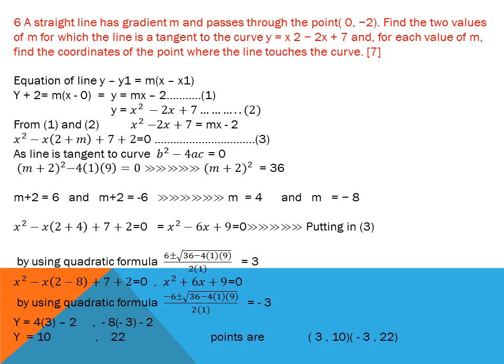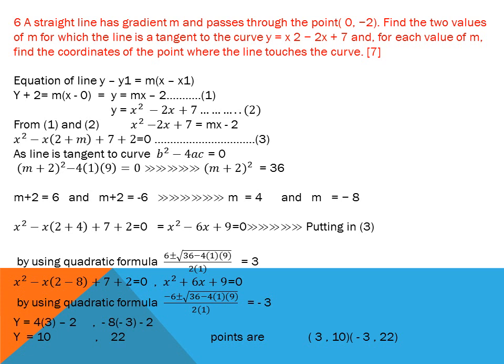Now I take the equation of the curve, y is equal to x square minus 2x plus 7, as equation 2, and compare these two. y is equal to mx minus 2 and y is equal to x square minus 2x plus 7, because these two equations cut each other at one point. So the y coordinates of both are the same. So I equate these two equations: x square minus 2x plus 7 is equal to mx minus 2. I simplify this equation to x square minus x into (2 plus m) plus 7 plus 2 is equal to 0.